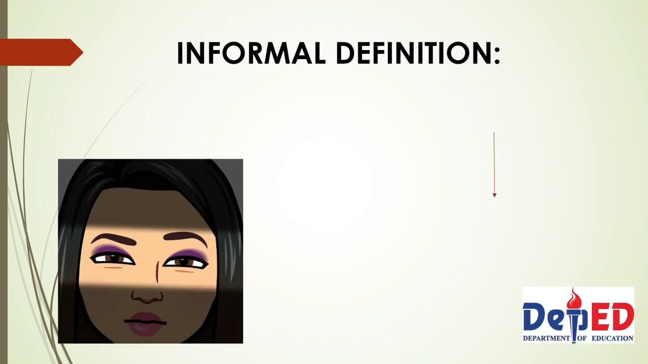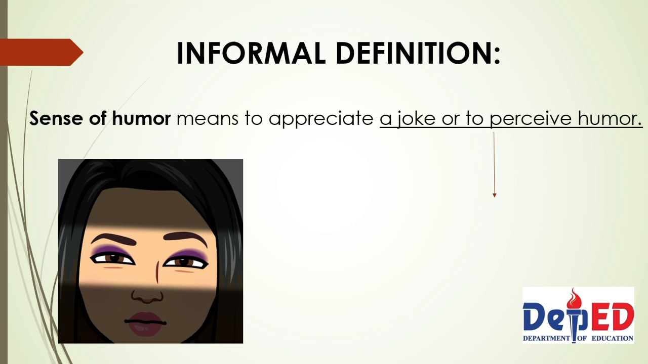An informal definition explains an unfamiliar term by using synonyms or antonyms, as I have mentioned a while ago. Just like this one. Sense of humor means to appreciate a joke or to perceive humor. A joke or to perceive humor would be the synonyms for the term sense of humor.